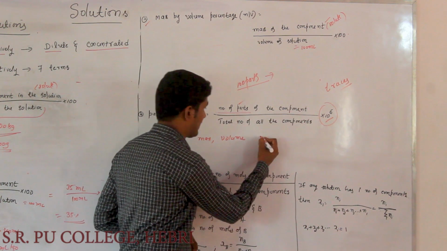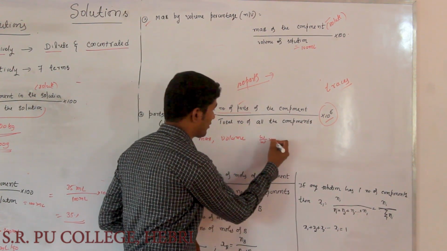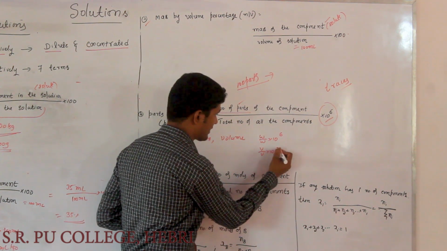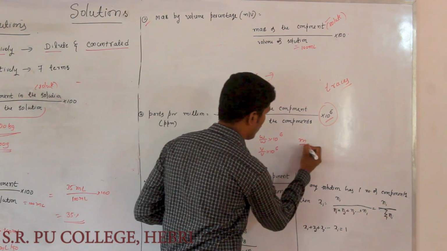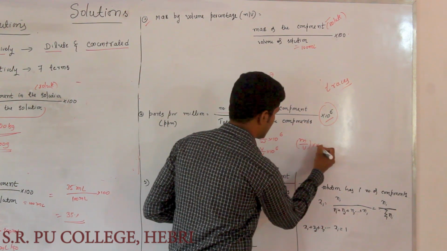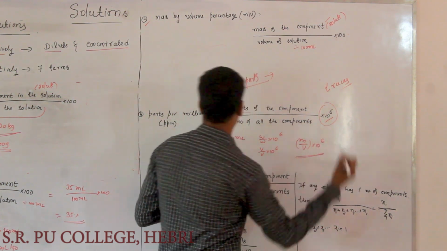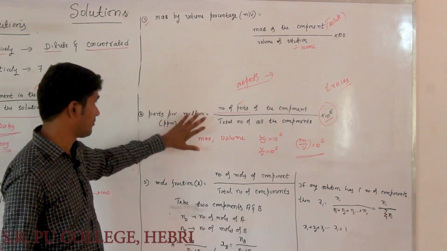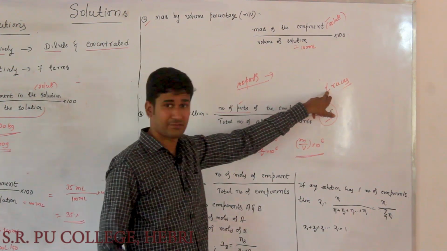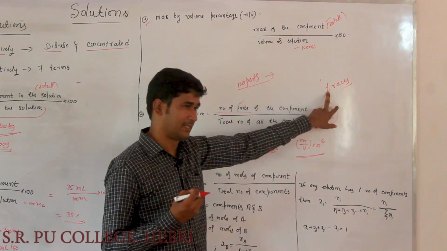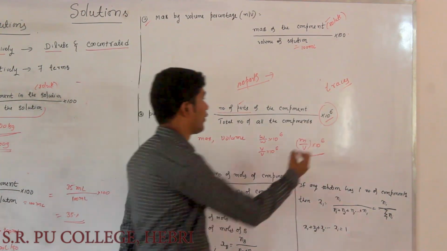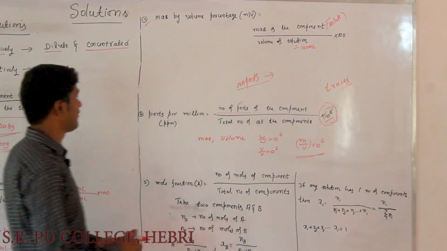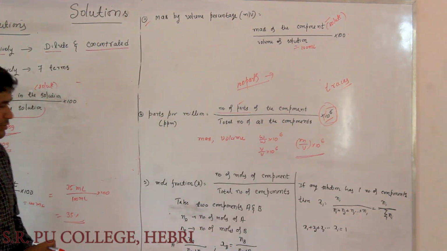So we can write it as W by W into 10 to the power of 6, or V by V into 10 to the power of 6, or mass by volume into 10 to the power of 6. So this is about the parts per million concentration term. When the concentration of solute is very low or negligible, we go for a larger amount of solution, that is 10 to the power of 6 parts of the solution, and we find the amount of solute.